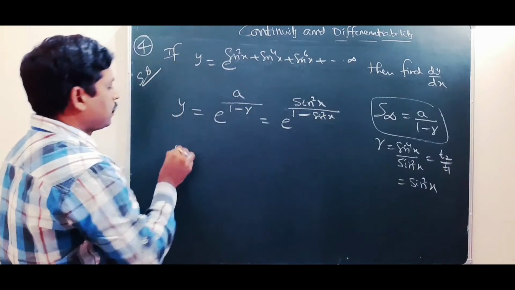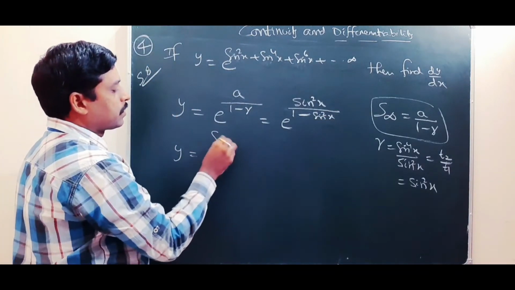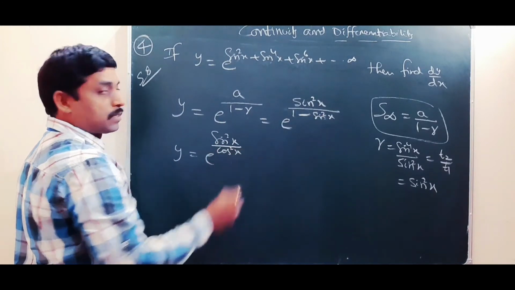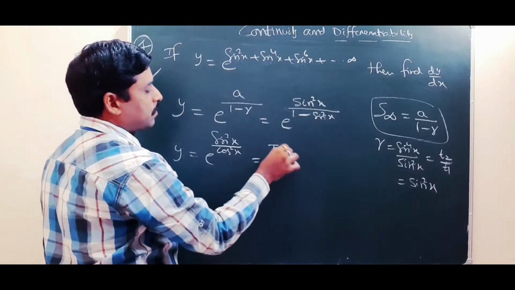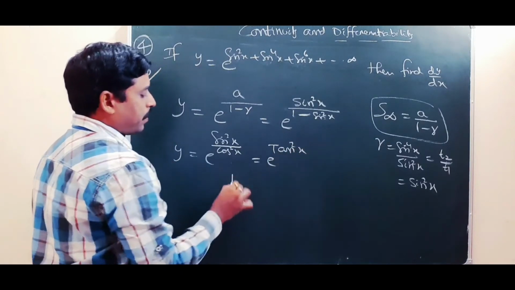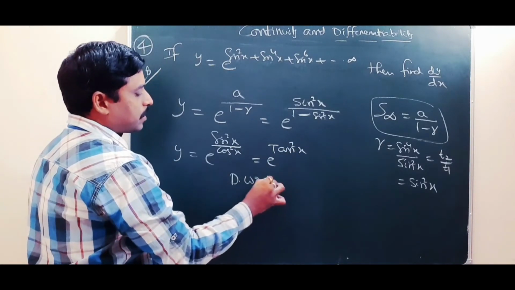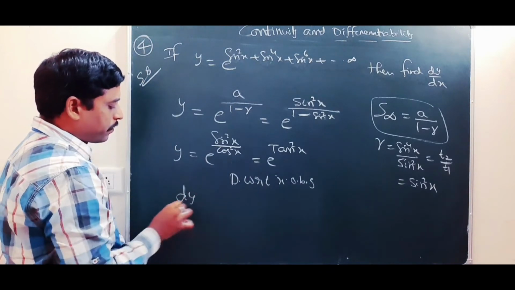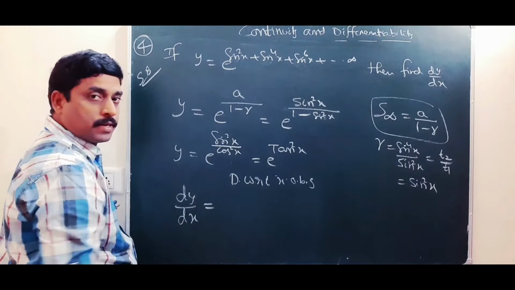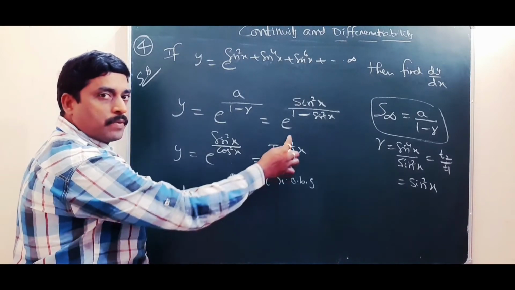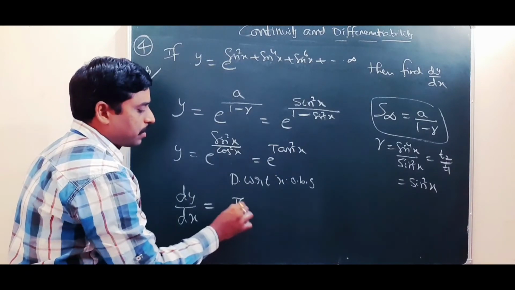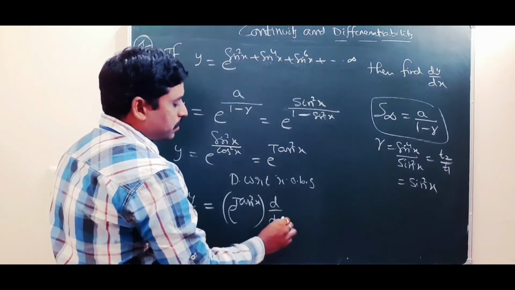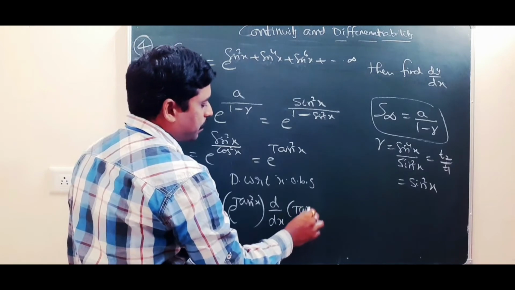Okay. So y is equal to e to the power (sin square x upon 1 minus sin square x). We have cos square x in the denominator. This is nothing but e to the power tan square x. Now applying differentiation with respect to x on both sides. So differentiation of y, we get dy by dx. Differentiation of e to the power tan square x: e to the power tan square x into d by dx of (tan x) whole square, by using chain rule.